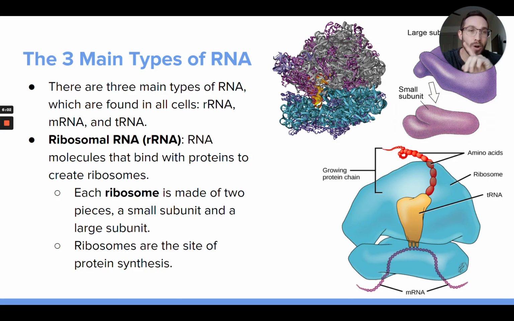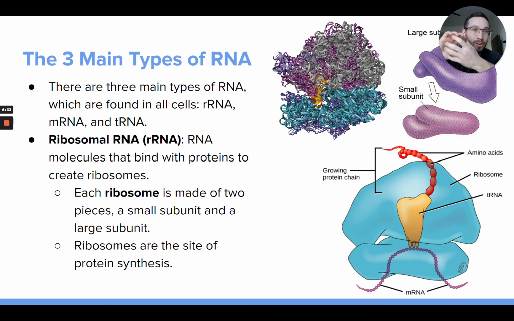These are the three types of RNA that are involved in synthesizing proteins: rRNA, mRNA, and tRNA. Just know we'll talk about this a lot more in the next set of notes. rRNA stands for ribosomal RNA, and these are RNA molecules that bind together with proteins to create ribosomes. Your ribosomes are those small organelles, just to remind you, that are in all cells. All cells have ribosomes, and that's where proteins are being made.